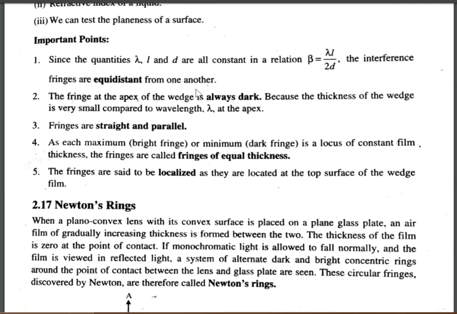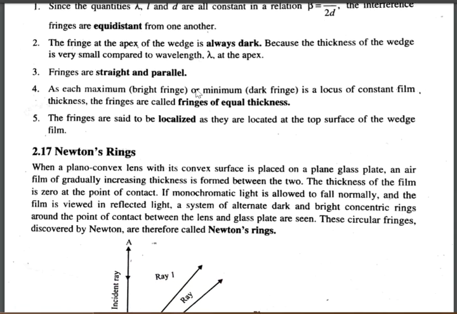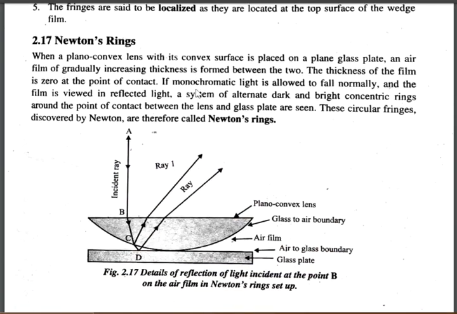The fringes are called fringes of equal thickness. So all fringes will be of equal thickness in case of wedge film. The fringes are said to be localized as they are located at the top surface of the wedge film. You can see all these fringes with the help of a traveling microscope. So this is about interference in thin film.